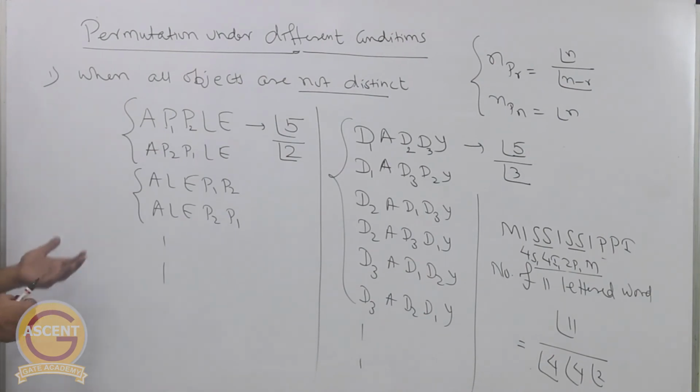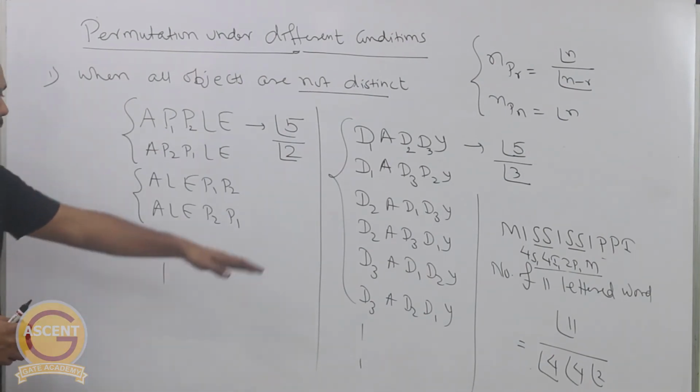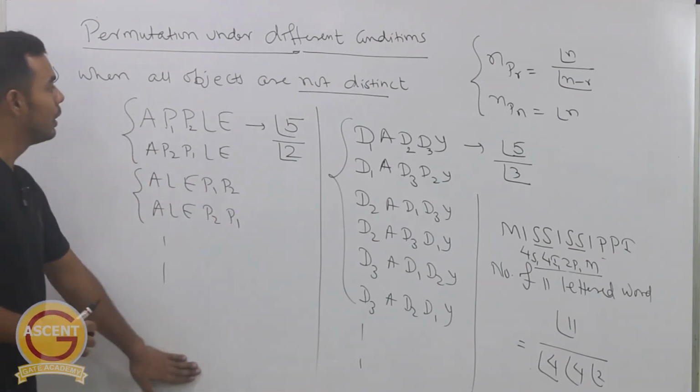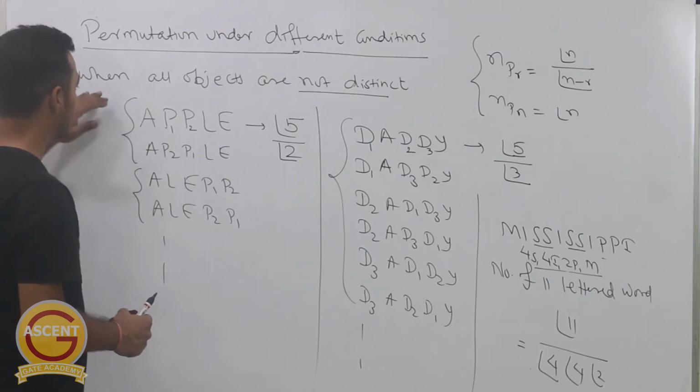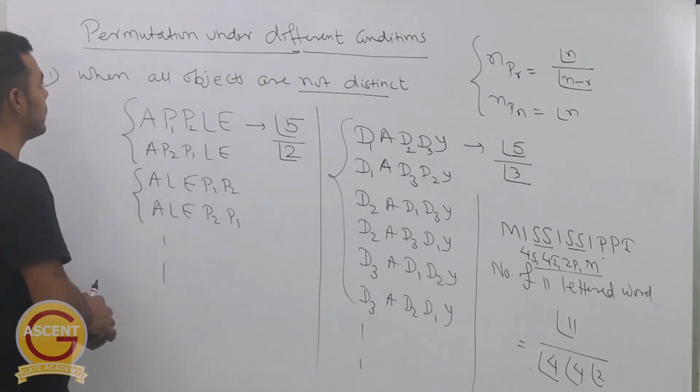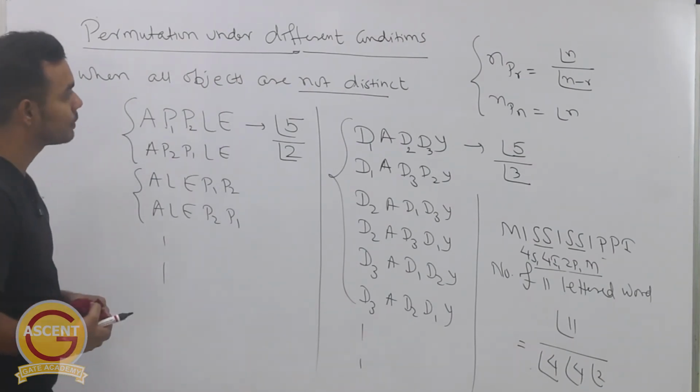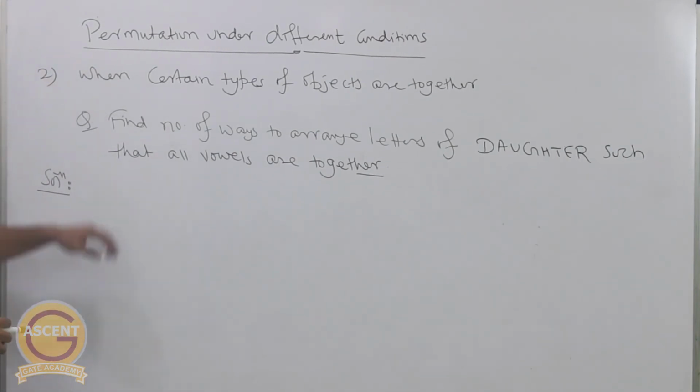So whenever one or more letters are repeated, in that case you have to apply this approach. So this was the first type. Next we are going to see some other cases. The next type is when certain types of objects are together. I will explain this with the help of this example.